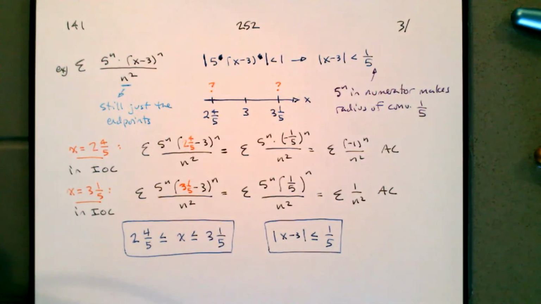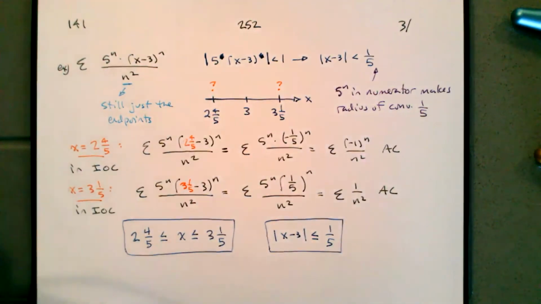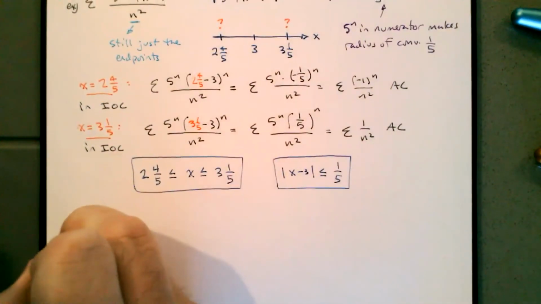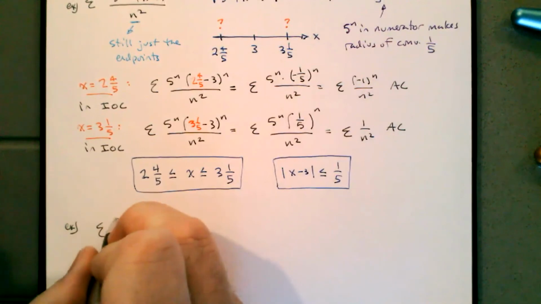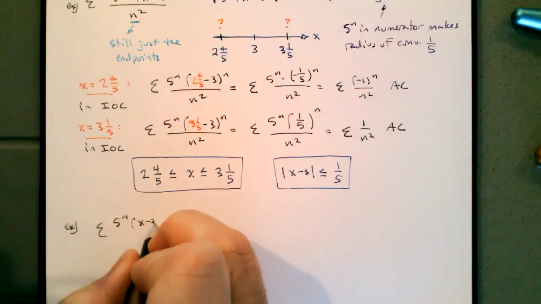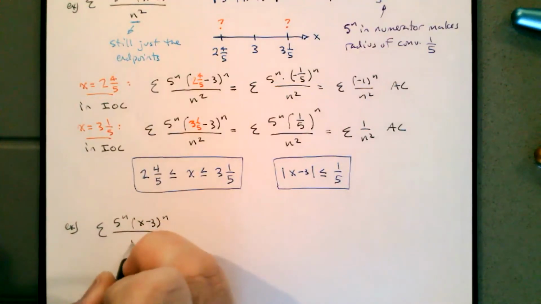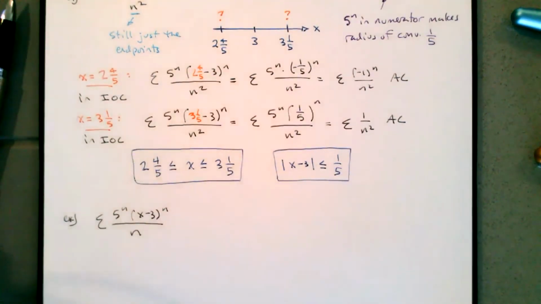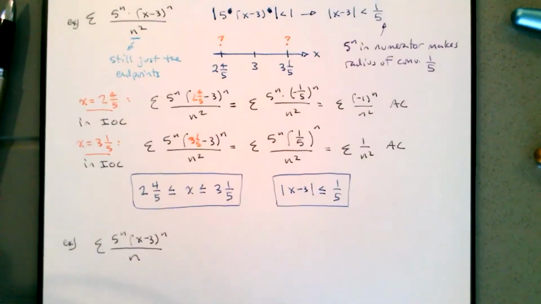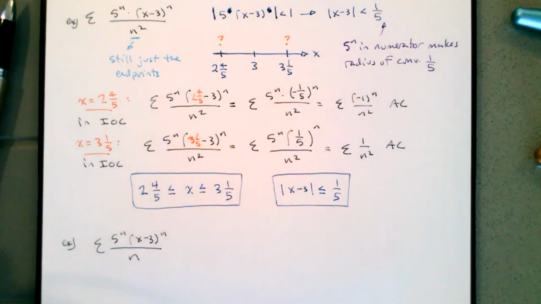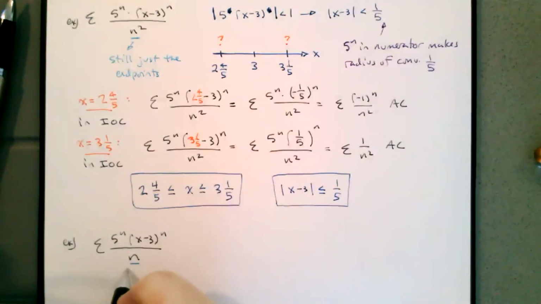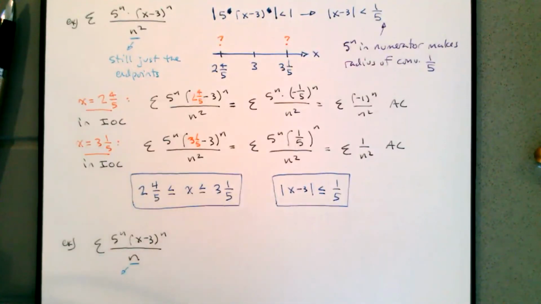So let's keep making adjustments to see what's going to happen. So now you'll notice that something is going to change in the endpoints for this power series. Because I kept the 5 to the n, I kept the x minus 3 to the n, and I just have an n in the denominator. N in the denominator, that's the polynomial factor. That's still just the endpoints. But something should be different about the endpoints with this n.